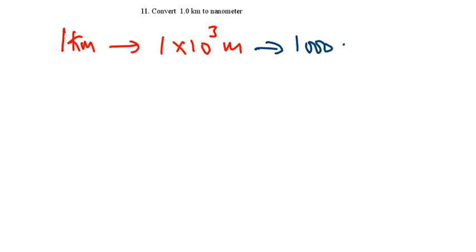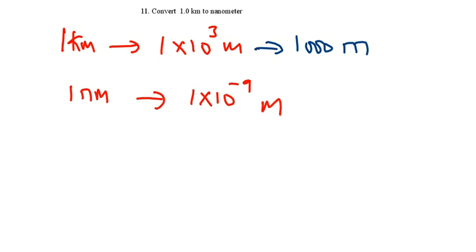Question 11 is asking us to convert 1 kilometer to nanometers. So this is going to be very simple. 1 kilometer, the kilo stands for 1,000, so it's 1 times 10 to the power 3 meters. That's a kilometer. So in short, this is 1,000 meters. Now a nanometer, when you say 1 nanometer, it means 1 times 10 to the power negative 9 meters.